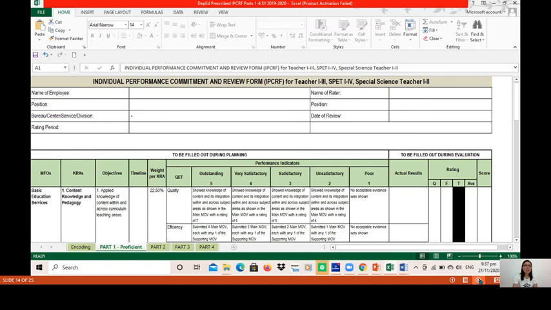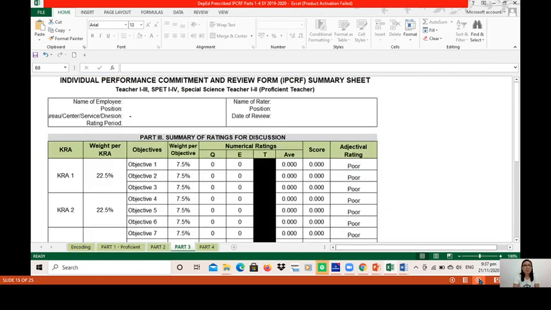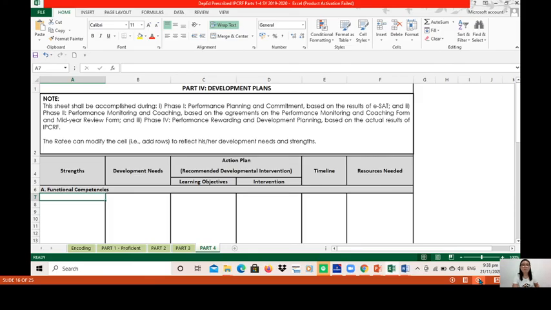Okay, I have here the example of the Individual Performance Commitment and Review Form, the IPCRF for teachers. We are very familiar with this. Okay, that's it.